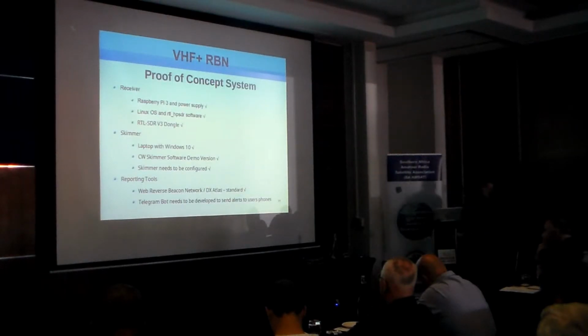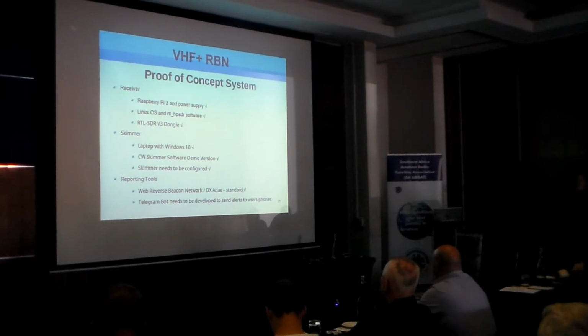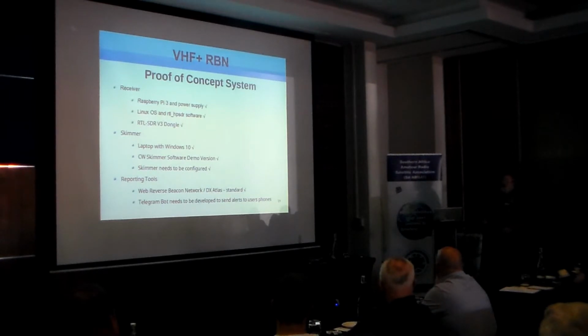Yeah, so I started putting together a proof of concept system. Raspberry Pi, no problems. The Linux, no problems. The RTL HP SDR software, there's an image available on the internet. You can just download, put it onto an SD card, and you're up and running. Skimmer, not a problem. Demo version of the software, great.